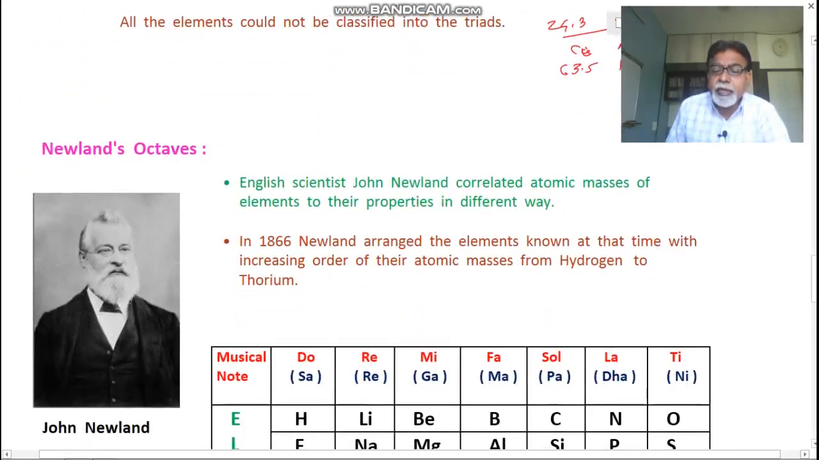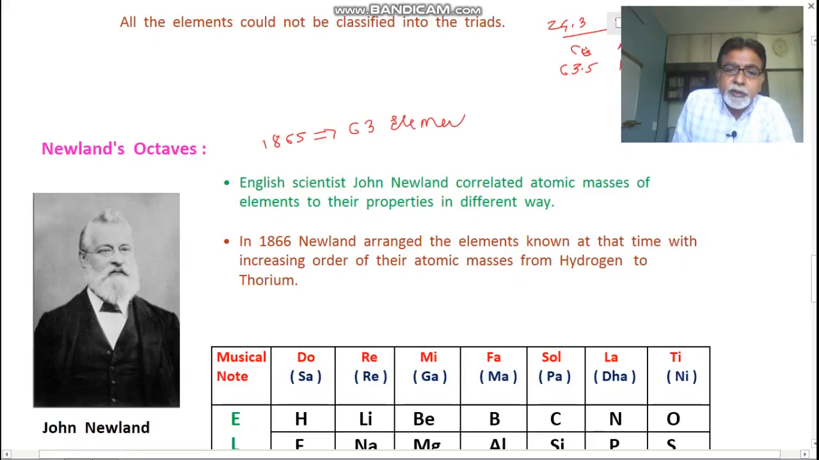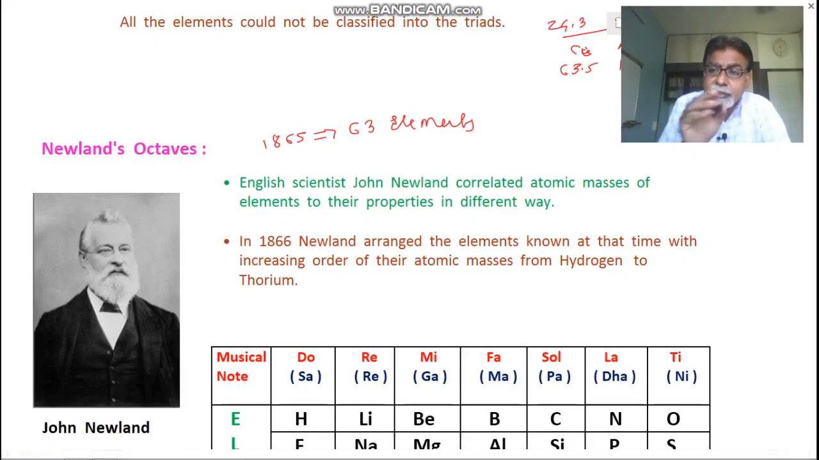The next attempt was made by the English chemist John Newland. He also correlated the atomic mass of the elements with their properties, but in a rather different way. By this time, in the year 1865, the number of elements known to us was 63. या काळापर्यंत 63 एलिमेंट माहिती झालेले होते. And John Newland correlated atomic mass and properties with each other, but in a different way.